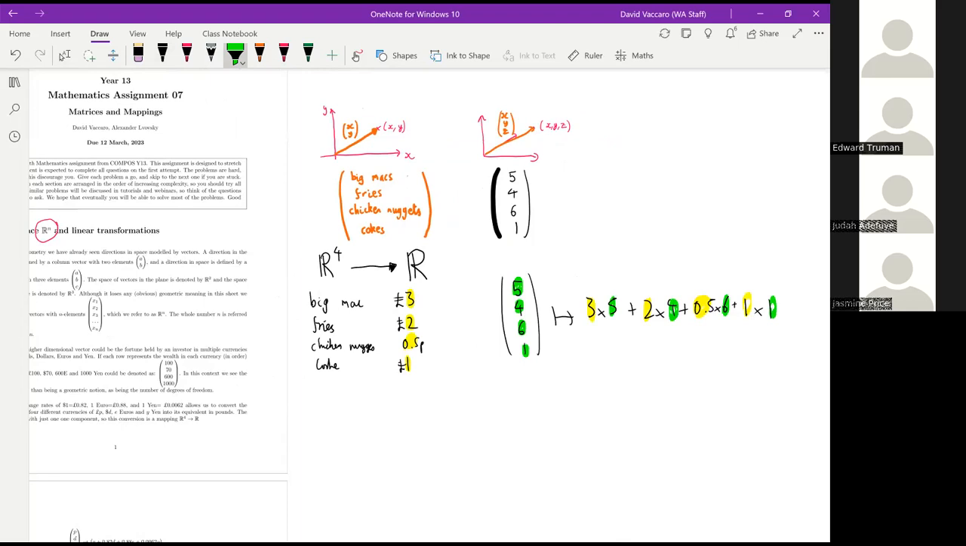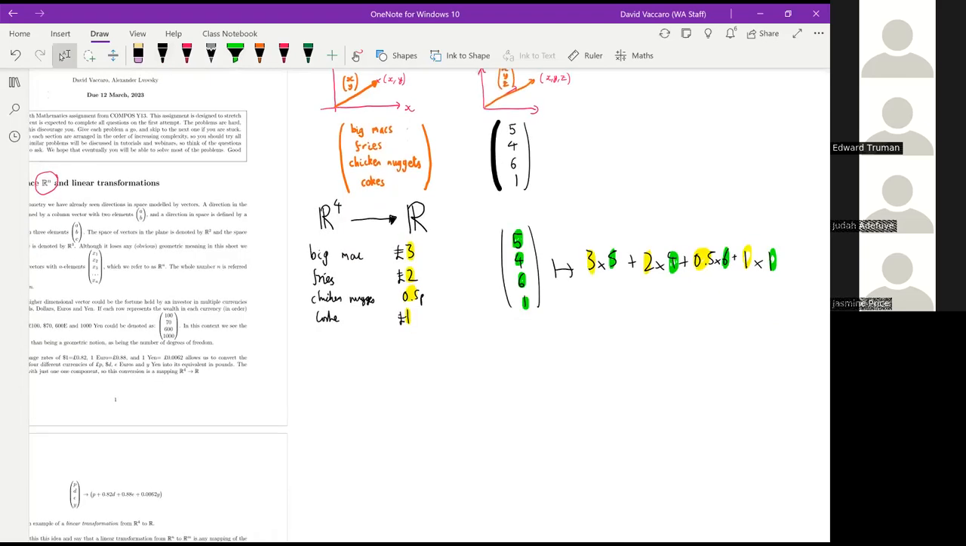Okay, someone else mentioned you could also just do a mapping to decide how many things you've bought. So if you've bought 5 Big Macs, 4 fries, 6 chicken nuggets and a Coke, you've bought a total of 16 objects.